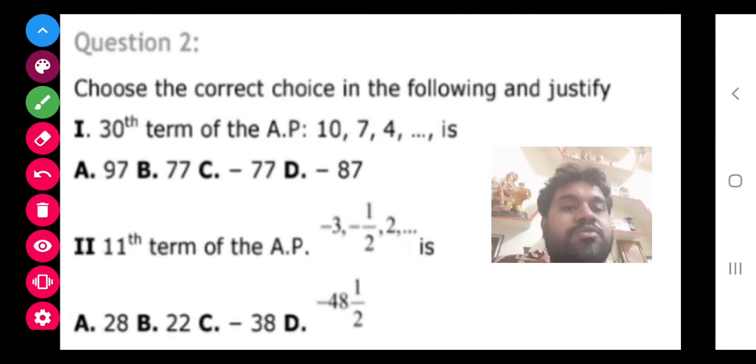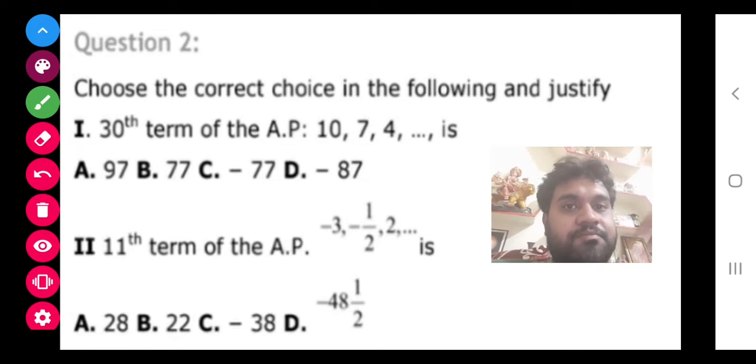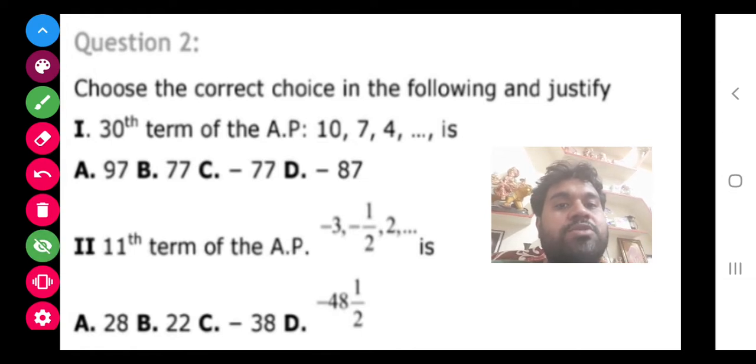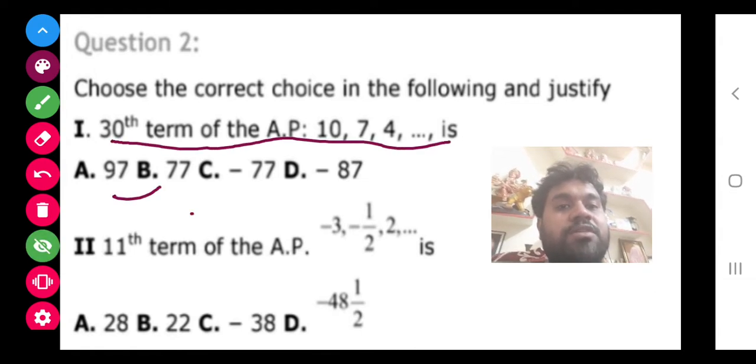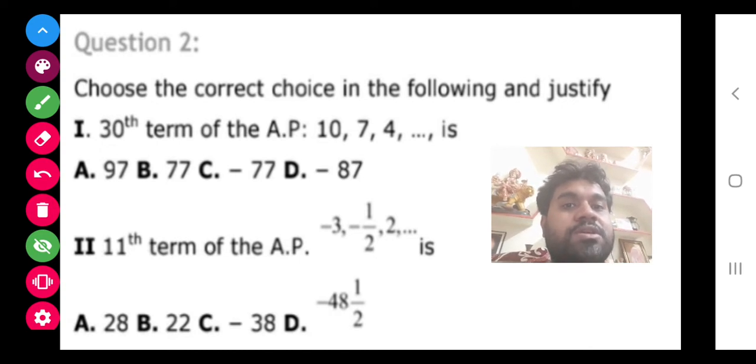Now class, moving to the next question. Choose the correct choice in the following and justify. Now it is an optional one question. This is the question given and these are the given options. The question says that we have to find out the 30th term of the AP out of these four.